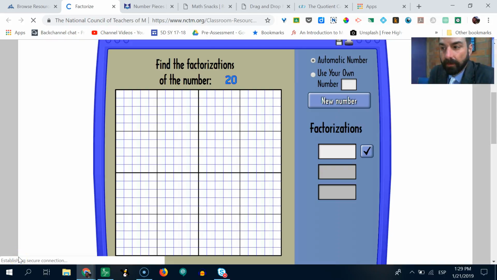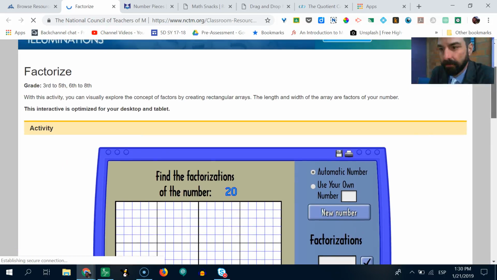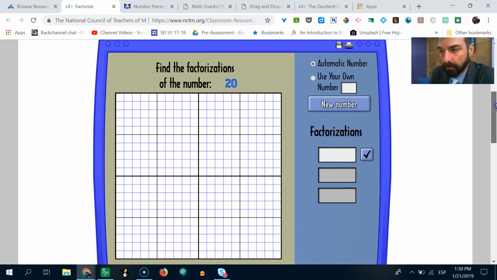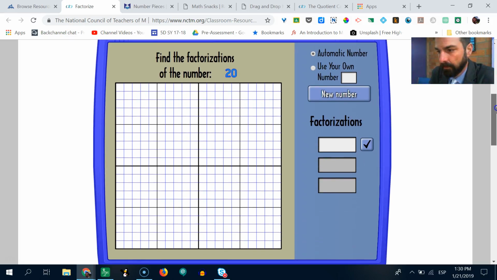Okay, so one of these resources is called Factorize. It's on the National Council of Teachers of Mathematics website, and I'm going to show you how to play this real quick, and then go from there. Basically, it gives you a number, and then it wants you to think of the factorization. So what are two factors?